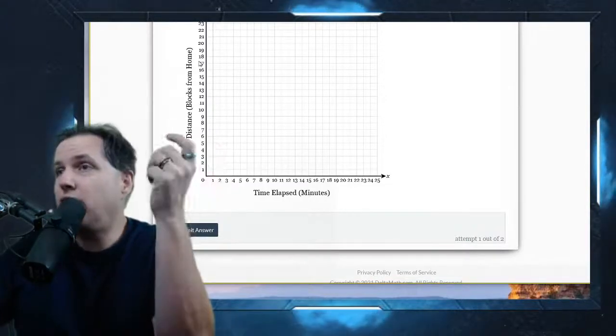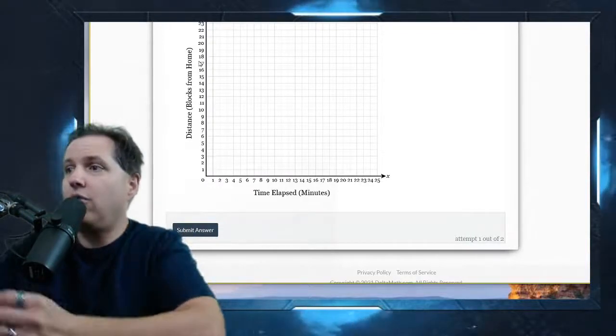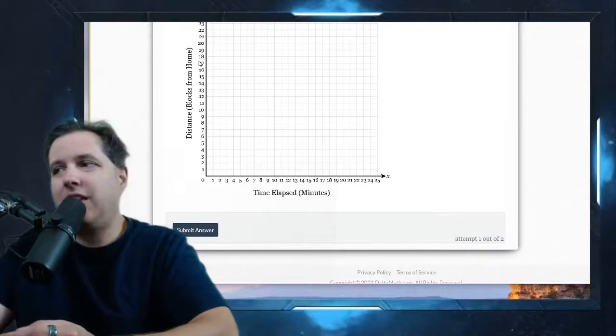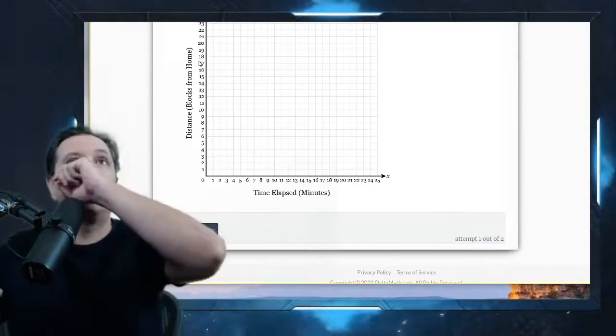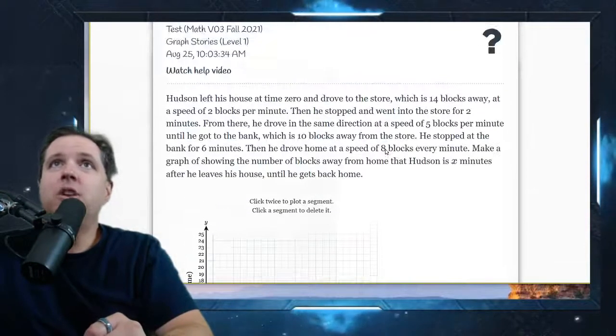Otherwise, you can make the right graph for what you think the problem is telling you to do, but it's not what the problem's really telling you to do. And then, of course, at that point, you're going to get it wrong, right? So you want to make sure you're on the same page, read those labels, okay? All right.